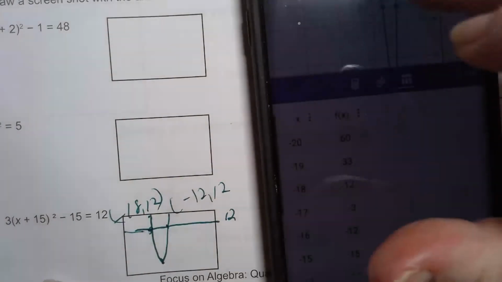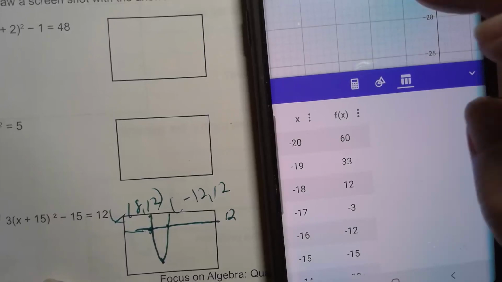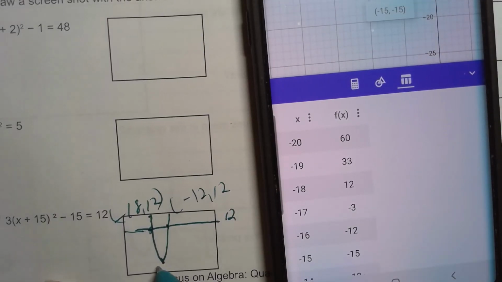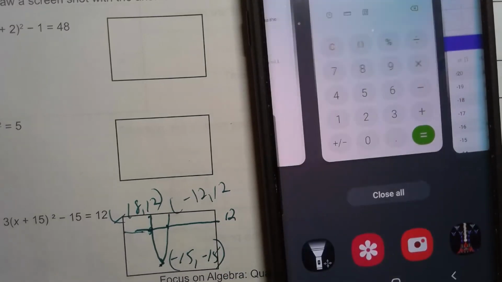Okay, I forgot to put in my closing parentheses. Okay, and then my extremum is negative 15, negative 15. All right.